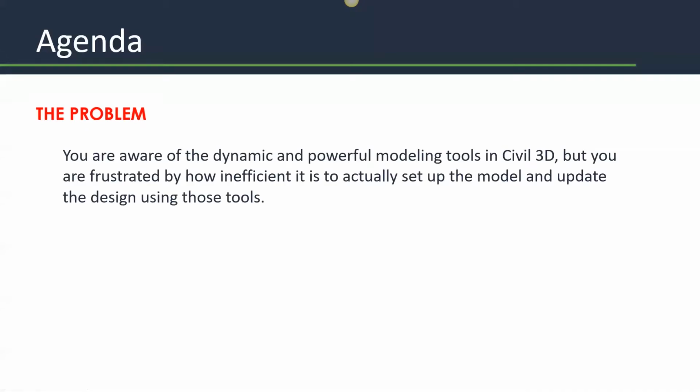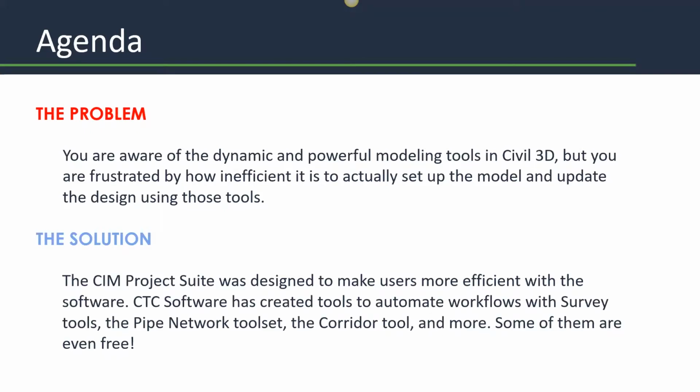So again, standard problem, you're aware of the dynamic and powerful modeling tools in Civil 3D, but you're always frustrated with how inefficient it is to actually set your model up and update and design using the out-of-the-box tools. So the solution, flat out, the CIM project suite takes pretty much the tools that are built into Civil 3D, and it just allows you to take 2, 3, and combine them into one. Take 2, 3, 4 objects and do a mass switch on it instead of having to do it one at a time. So we take the basic workflow and we just make it better.